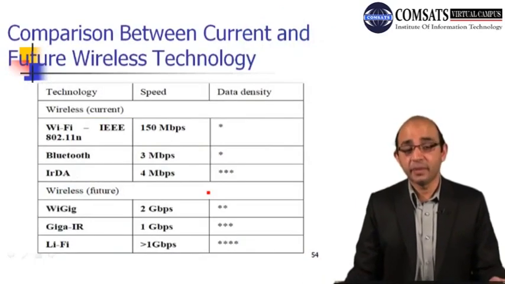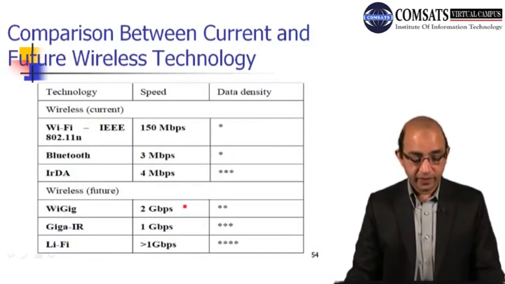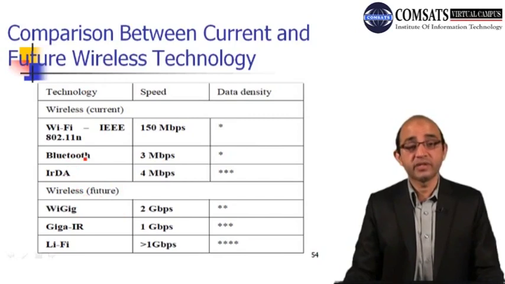And here is the comparison between current and future wireless technologies when we are talking about Li-Fi. Here we have the technology and speed: Wi-Fi 802.11n, 150 megabit per second, Bluetooth, 3 megabit per second. These are the current technologies that are being used, and then we have the future technologies.